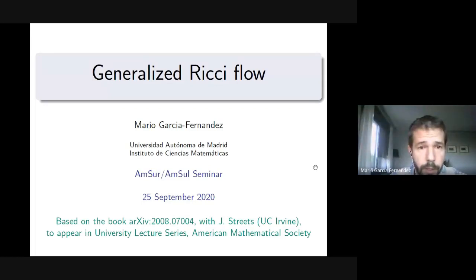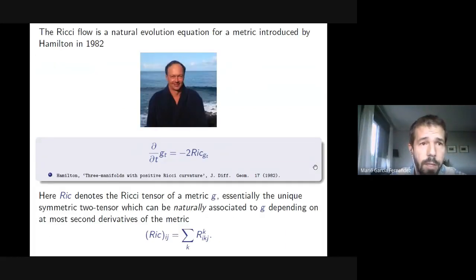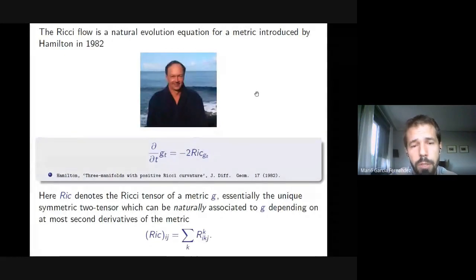So let me start with something basic, just recalling what Ricci flow is. Ricci flow is a natural evolution equation for a metric introduced by Hamilton in '82. This equation tells you that the derivative of the metric in time has to be -2 times the Ricci tensor of the metric, the usual Ricci tensor. It's a very natural evolution equation because this is essentially the unique tensor that you can cook up out of two derivatives of the metric in a natural way.